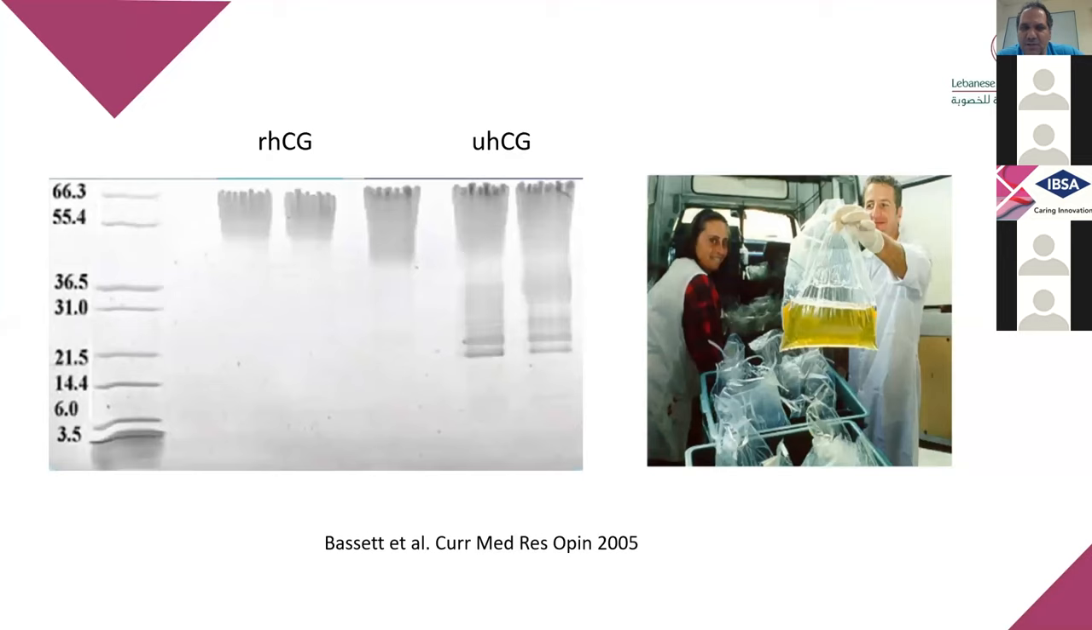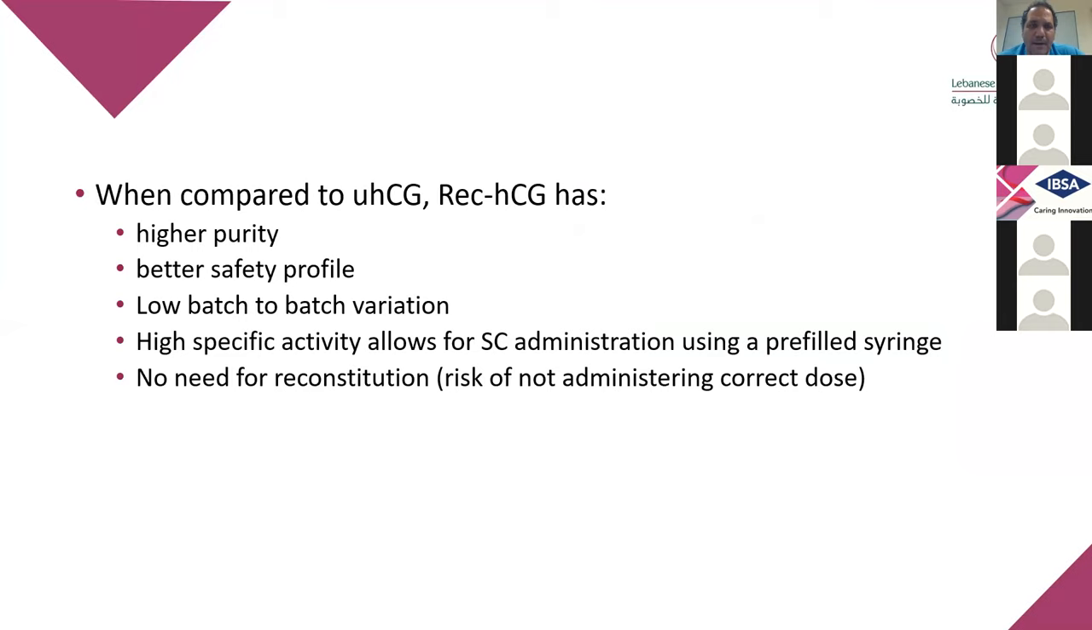Now, with time, there are more and better purification methods, and therefore these products tend to get even better with time. When compared to urinary HCG, the recombinant HCG probably has a higher purity, a better safety profile, a lower batch-to-batch variation, and a higher specific purity. This allows it to be administered subcutaneously in a prefilled syringe.